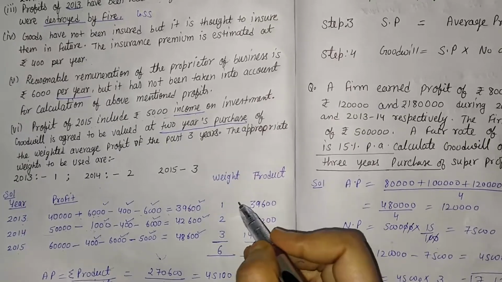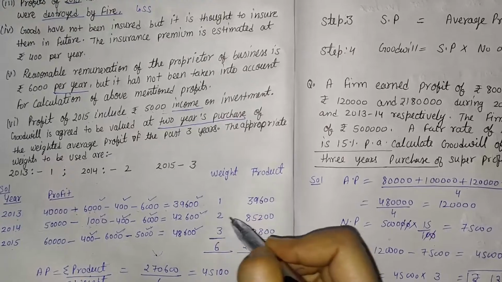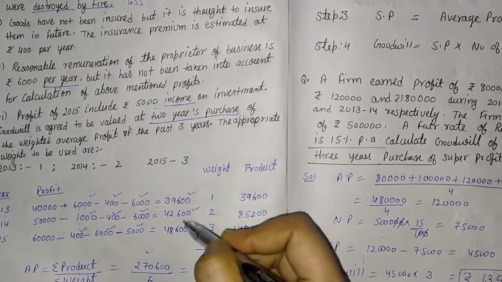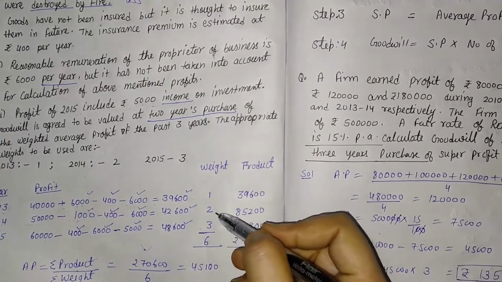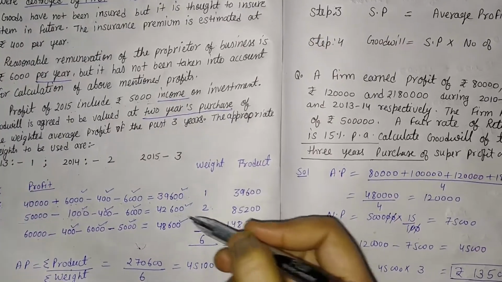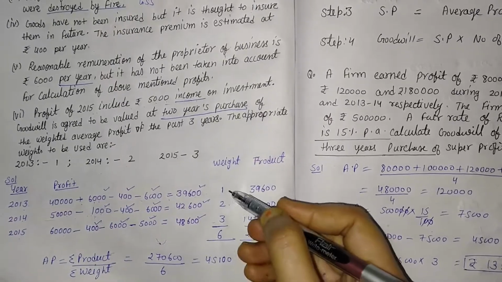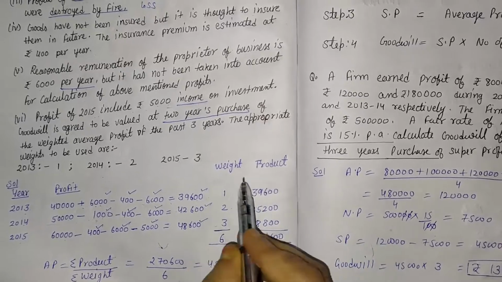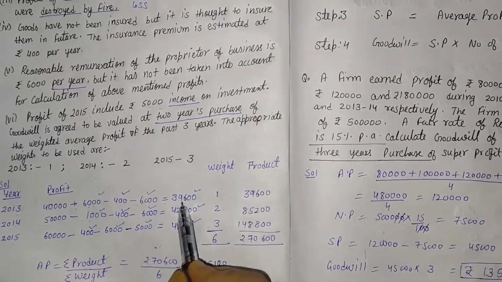We give the weights to those values. We give first weight to the first value, second weight to the second value, third weight to the third value. If the information is much, at that time the numbering is 1, 2, 3, 4 and that continues on the basis of the question. Here only 3 years are given, so we mention 1, 2 and 3. Total of this is 1 plus 2 plus 3, that is 6. We multiply profit with weight and we get the product.